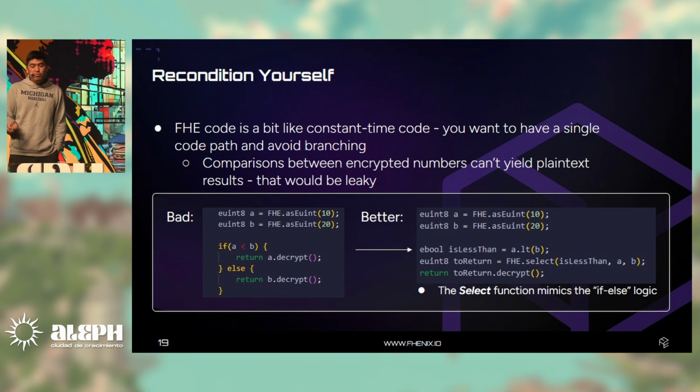Then you run the selection method, which is going to take this encrypted boolean, and if the encrypted boolean value is true, it's going to assign it to A. If it's false, it's going to assign it to B. And then from there, you can have your own sort of conditional logic.